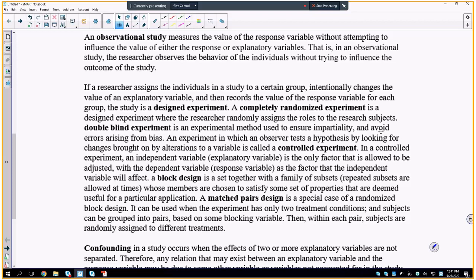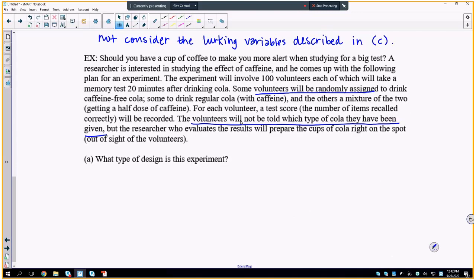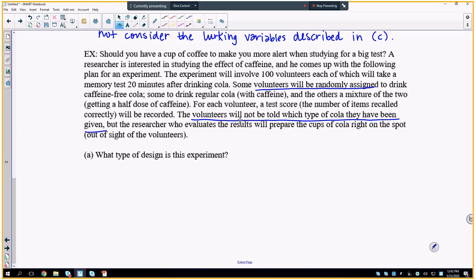A block design is a set together with a family of subsets whose members are chosen to satisfy some of the properties. I don't believe we're doing block design because we're just randomly putting people in categories, and matched pairs is a type of block design, so we're not doing that either. Because they're volunteers, that means we didn't choose them for any particular reason, which would be a block design if we chose particular types of people that we wanted. We're not doing that. So we're going to say that this is a controlled experiment, but it's just a randomized controlled experiment.